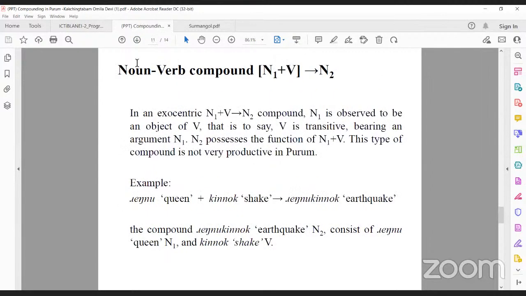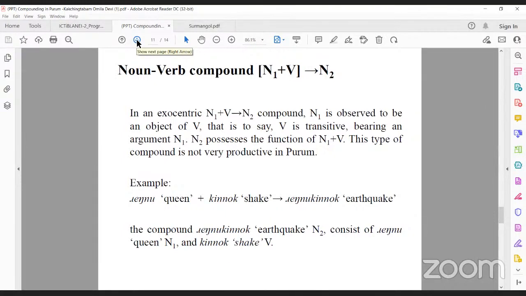Next slide. Noun verb compound. In an N1 plus verb V N2 compound, N1 is observed to be an object of V. That is to say, V is transitive bearing an argument N1. N2 possesses the function of N1 plus V. This type of compound is not very productive in Purum. Example, Renu Queen plus Kinok, shape, Renu Kinok, artwork. The compound Renu Kinok, artwork, N2 consists of Renu Queen, N1, and Kinok shape. Next slide, sir.